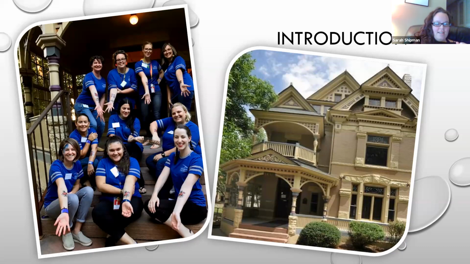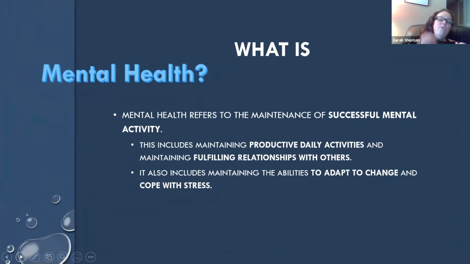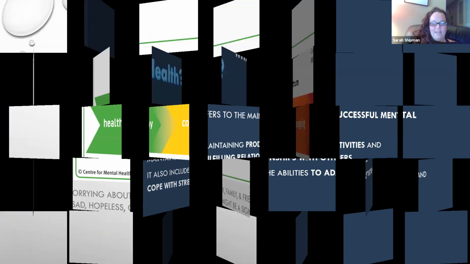Okay, next slide. So we're going to talk a little bit about the definition of mental health. So what is mental health? Mental health refers to maintenance of successful mental health activity that includes productive daily activities and maintaining fulfilling relationships with others. It also includes maintaining the abilities to adapt, to change, and cope with stress, which we all know a lot about right now, right? There's been a lot of having to adapt and sort of be flexible.